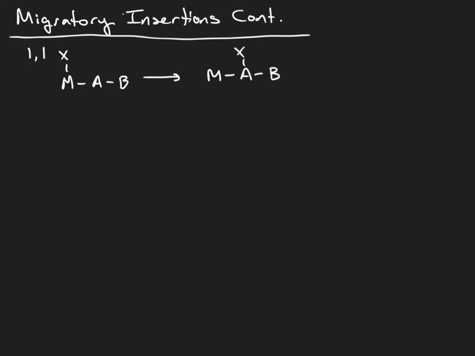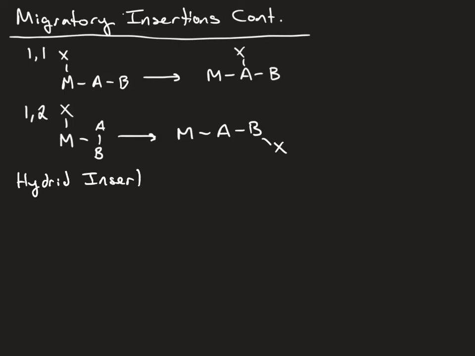In addition to a 1-1 insertion, you can also get a 1-2 insertion, where now if you have a ligand that's coordinated in an eta-2 type fashion, you can get insertion into the atom on the ligand that's not directly coordinated to the metal, and instead is in the number 2 position. So 1-2. This is a 1-2 hydride insertion. An example of a 1-2 migratory insertion is a special type called a hydride insertion, where here we're going to be inserting a hydride ligand into a carbon-carbon double bond.